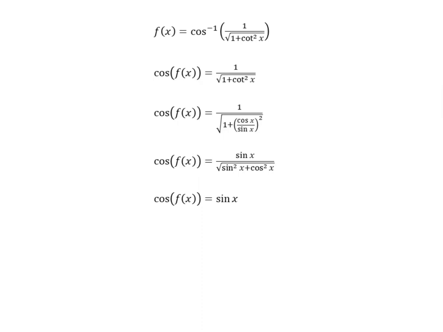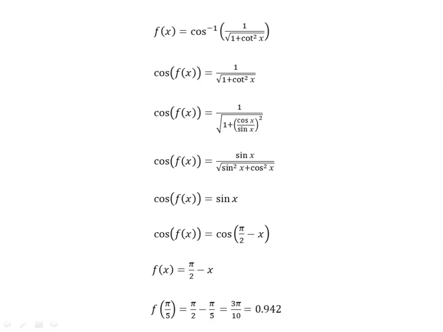And then finally we apply the trigonometric identity that says that sine of x is equal to cosine of pi over 2 minus x, and since both sides are cosine functions, that means that f of x is itself simply pi over 2 minus x. Now that we've simplified it to this level, we substitute in pi over 5, and the rest of it is simply arithmetic until we come out with the same answer that we did before.